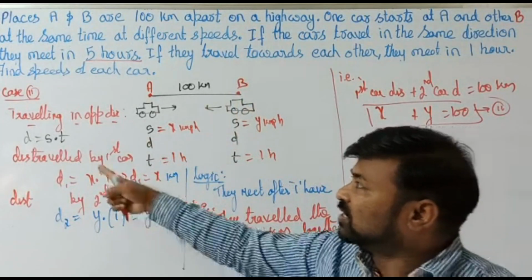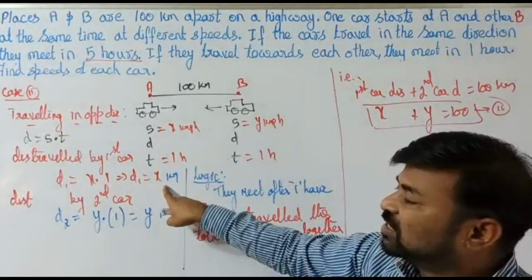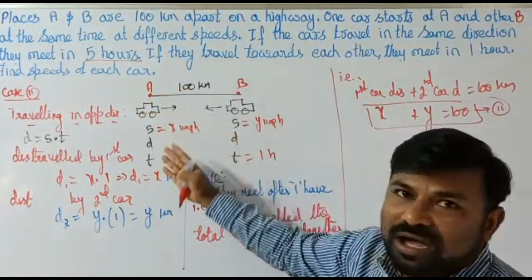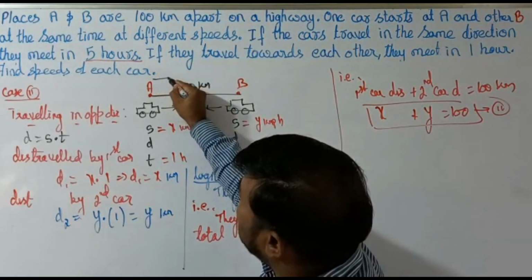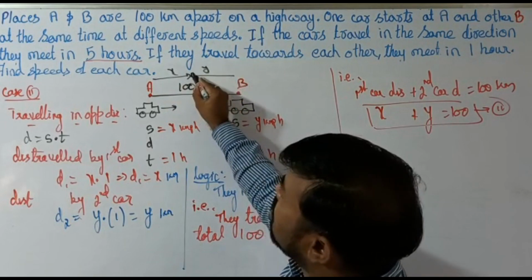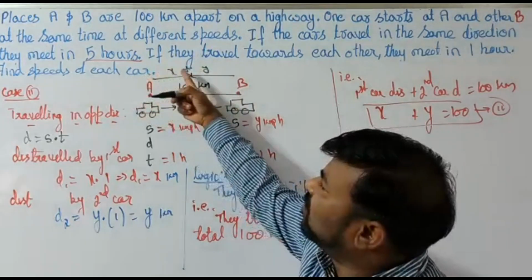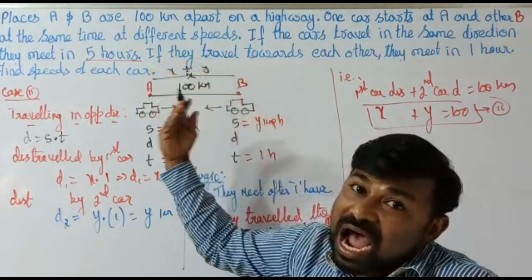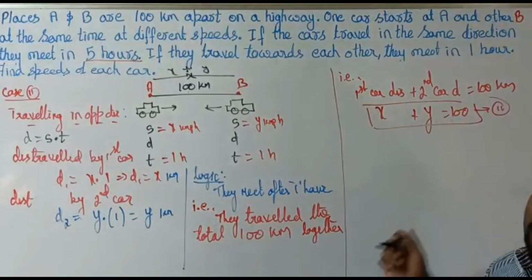What is the distance formula? Speed into time. x into 1 is x, and y into 1 is nothing but y. The distance traveled by the first car is x and the distance traveled by the second car is y. This one traveled x kilometers, this one traveled y kilometers, but together they traveled 100 kilometers. They covered that. This is what we got.